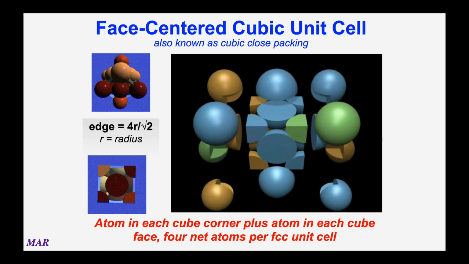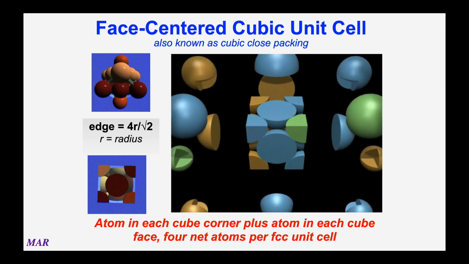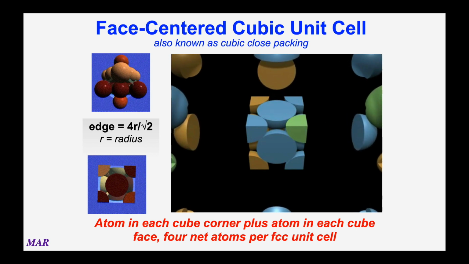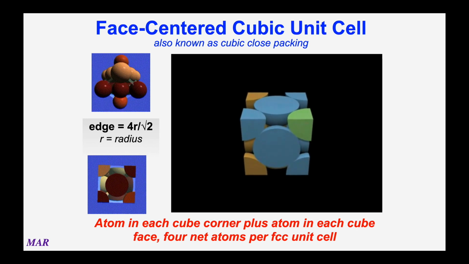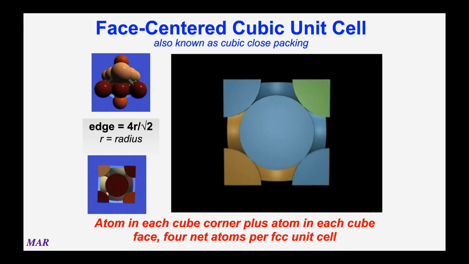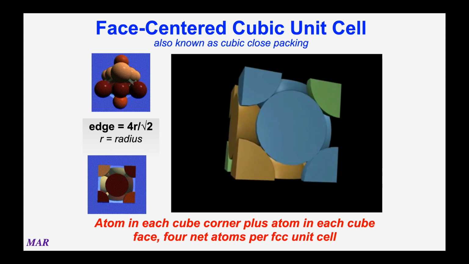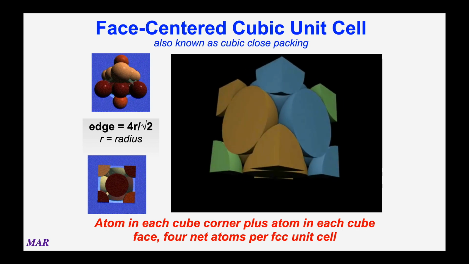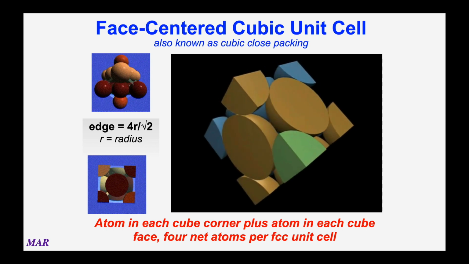So when it comes to the number of atoms, face-centered cubic, you still have the 8 times 1/8, which is one net atom, but now you have 6 faces with half of an atom per face. So 6 times 1/2 is 3, plus the 1/8 times 8, 1 atom, 4 net atoms per FCC cell. That's the amount of atoms that are still left once you shave it all off. So when it comes to face-centered cubic cells, 4 atoms per cell.